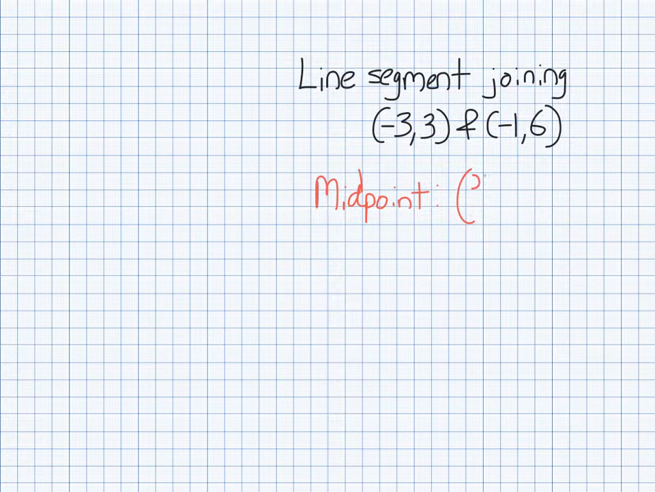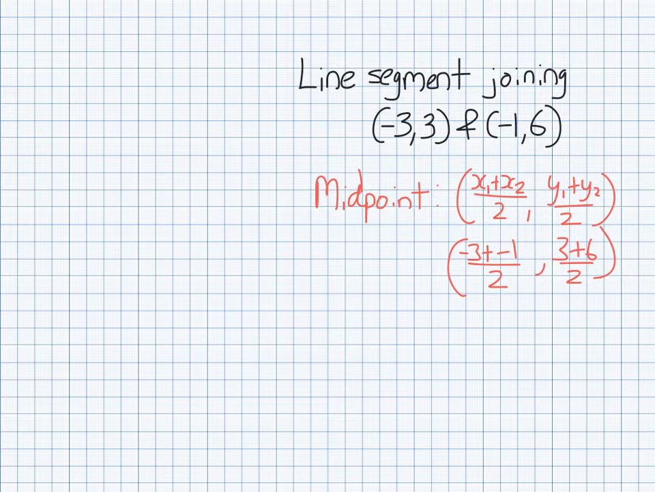So remember, for midpoint, the answer's a point. We add the two X values, divide by 2. We add the two Y values and divide by 2. So the midpoint of this line is -3 plus -1 over 2, 3 plus 6 over 2, right? And of course, the answer we get is -2, 4.5. Note that the coordinates in the midpoint do not need to be whole numbers, okay? So it's just the average of the X values, average of the Y values. How easy is that?